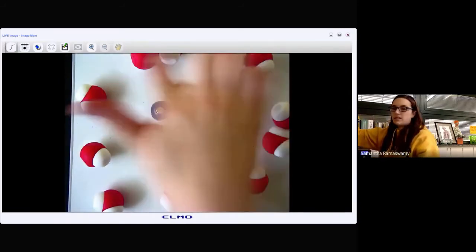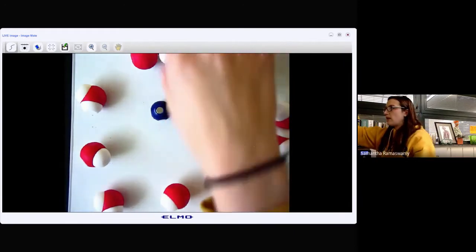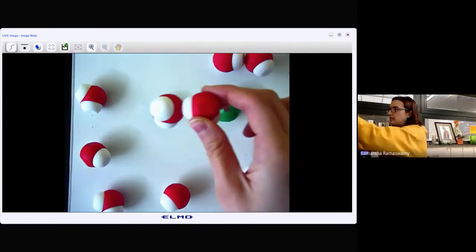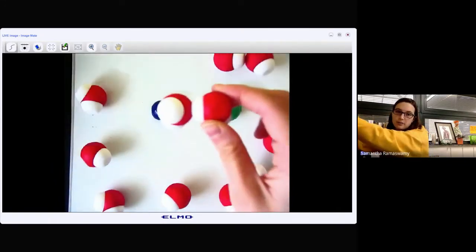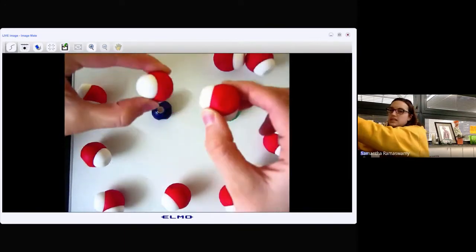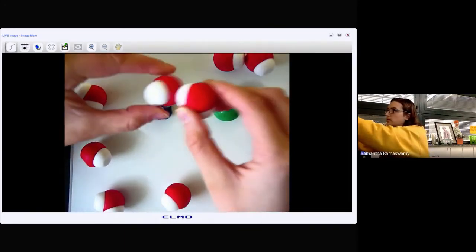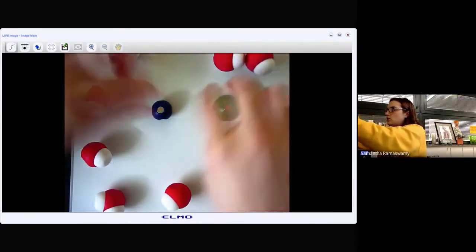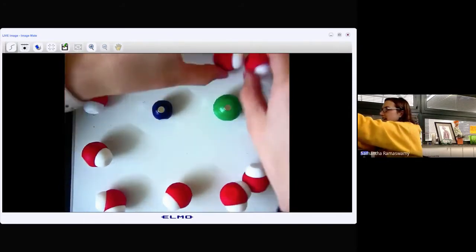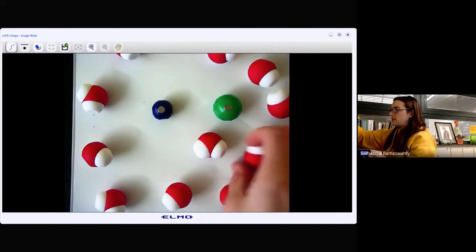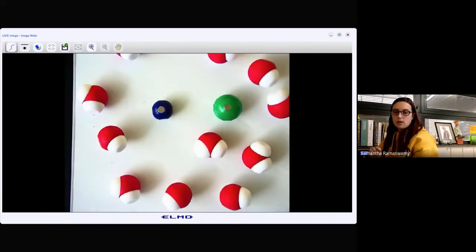Now you'll notice around here I have water molecules. These two water molecules are attracted by a hydrogen bond, an intermolecular force. To overcome this hydrogen bond, it takes energy. So it takes energy to separate the solute, and it takes energy to separate all of these solvent molecules. It takes energy to separate anything.